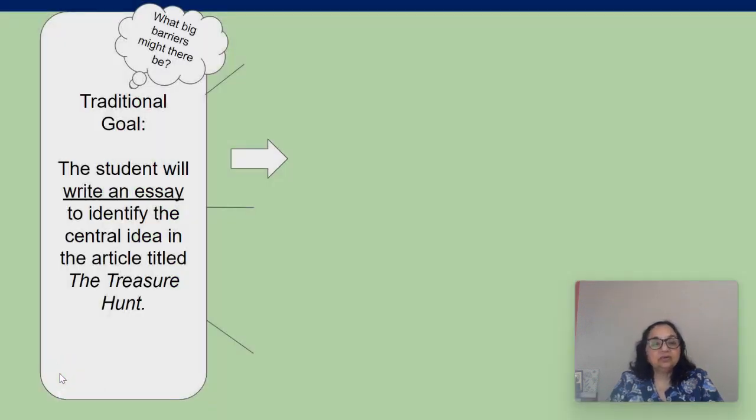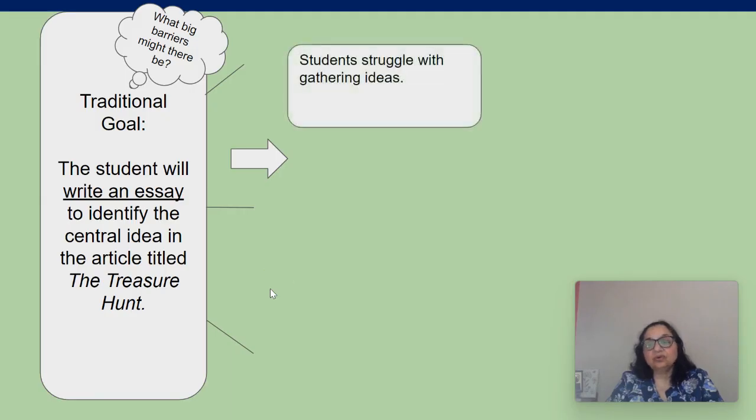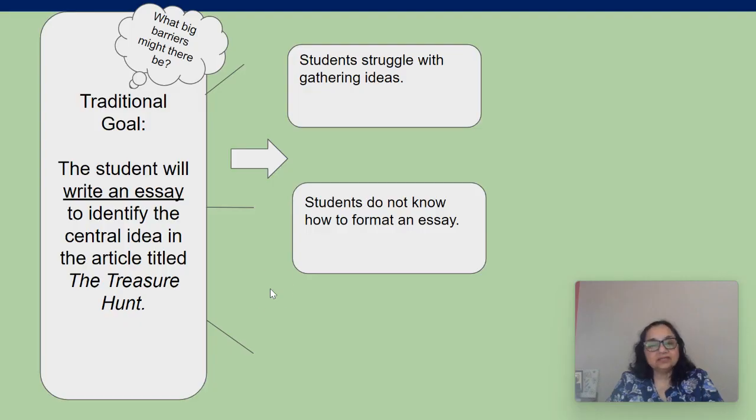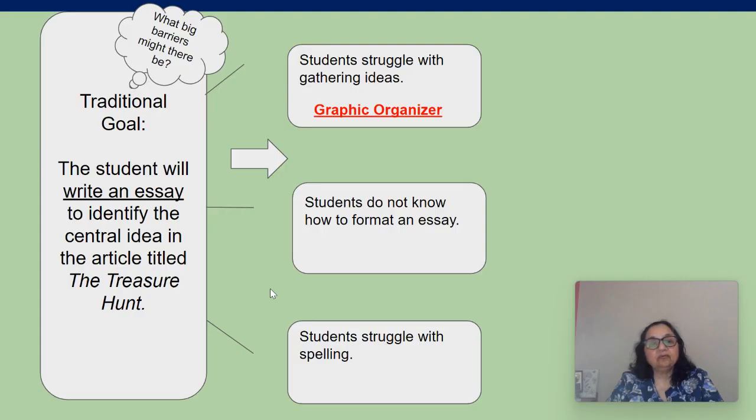Now let's look at the traditional goal. The traditional goal was: the students will write an essay to identify the central idea in an article titled The Treasure Hunt. So what big barriers might be there? Students have difficulty gathering ideas. Students do not know how to format an essay. Students struggle with spelling. So what do we need to give them? We need to give them scaffolds: a graphic organizer for gathering ideas, paragraph sentence starters for the format of the essay. For the spelling, we can offer a frequently misspelled list.